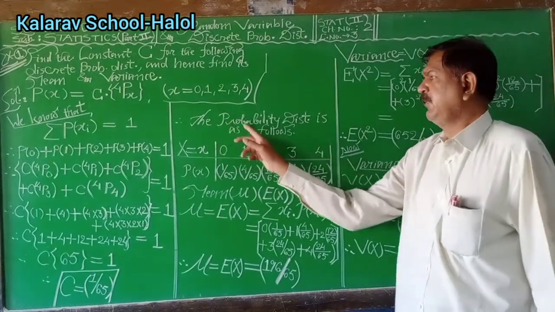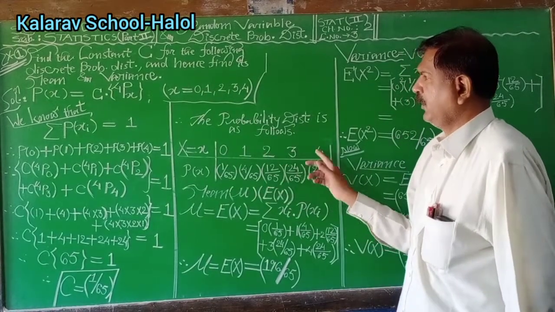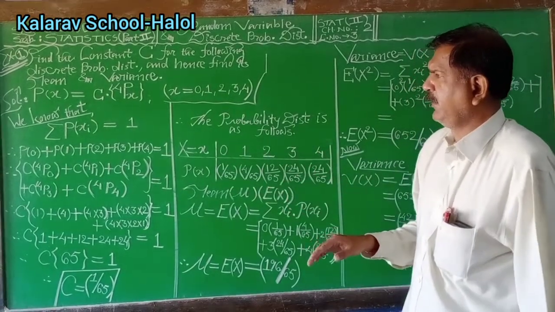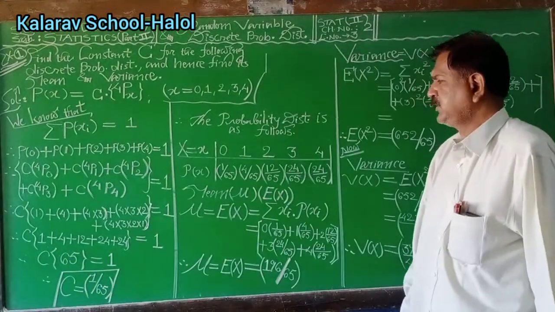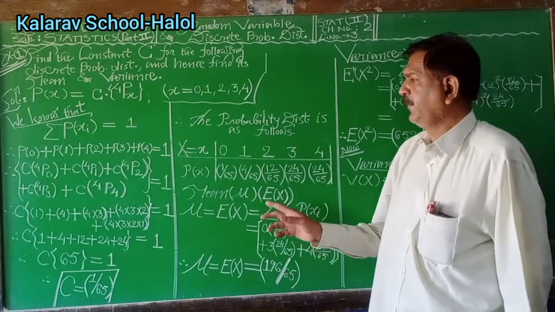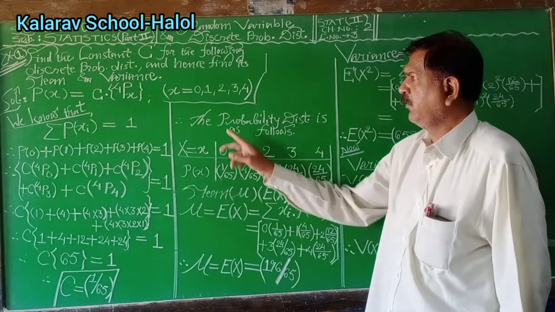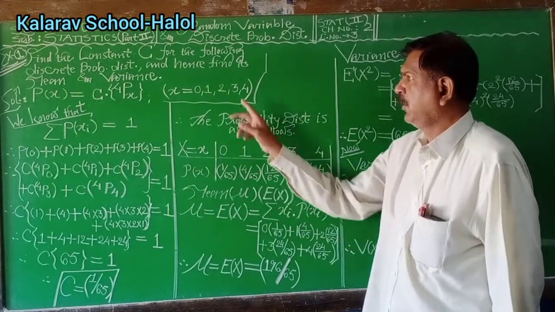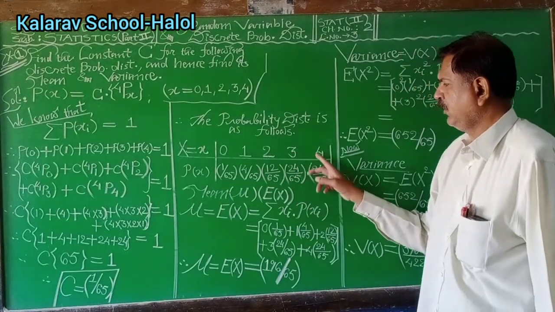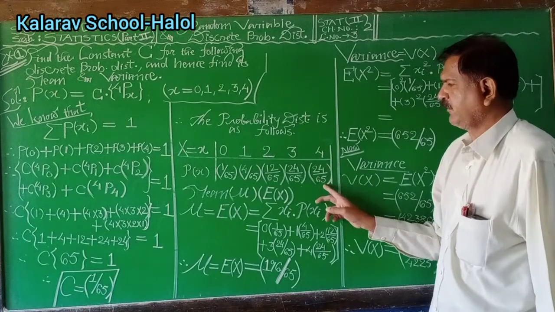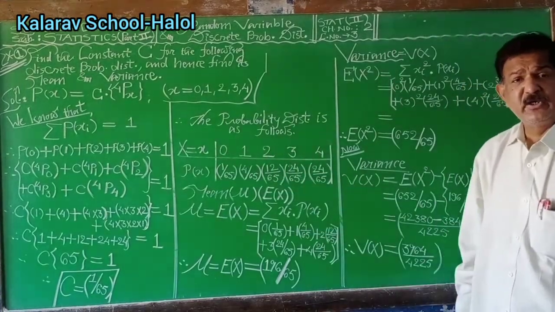Now, this probability distribution becomes x equal to 0, 1, 2, 3, 4. And their probability, means C is 1 upon 65, so 4px means 4p0 is 1 upon 65, 4p1 is 4 upon 65, 4p2 is 12 upon 65, 4p3 is 24 upon 65, 4p4 is 24 upon 65. Now this is the probability distribution.